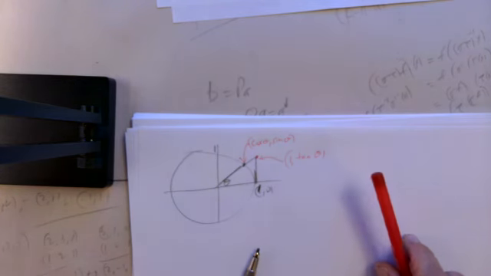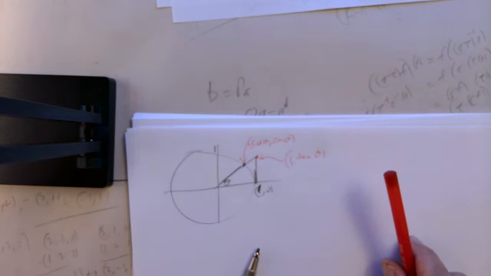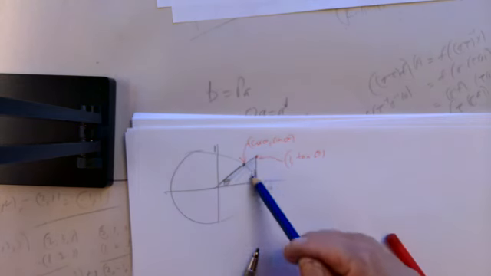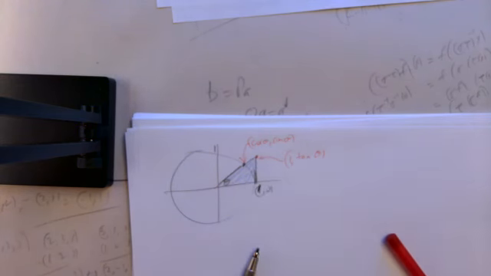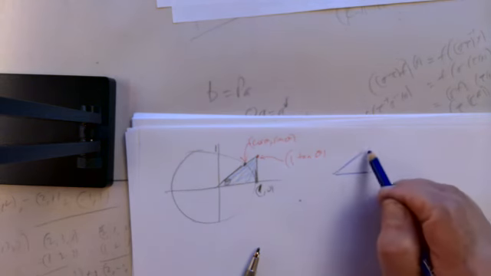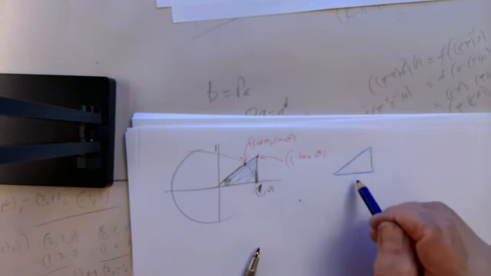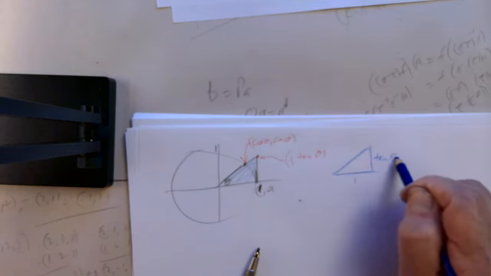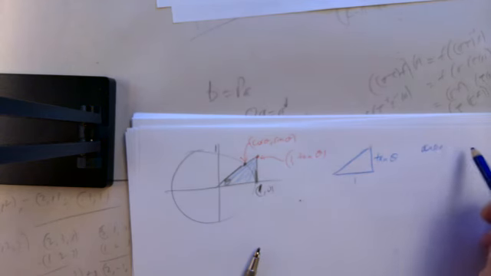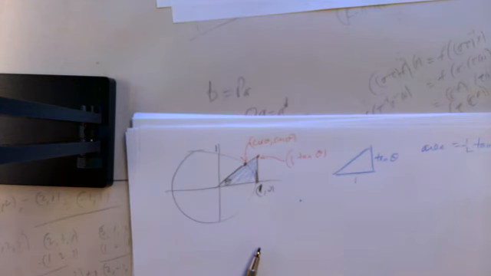So I want to look at 3 different regions. First of all, I have this blue triangle. This is 1, this is tangent theta. So for the blue triangle, the area is a half the base times the height, a half tangent theta.